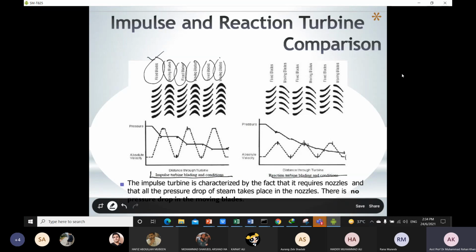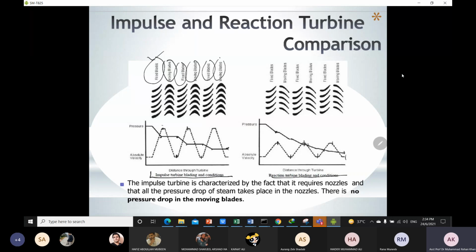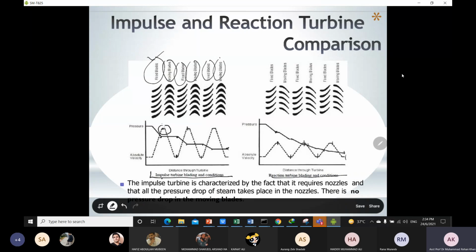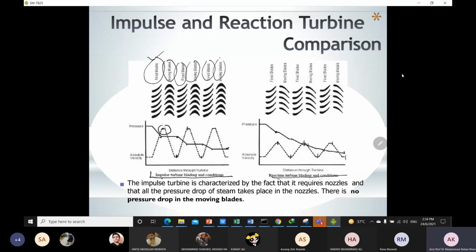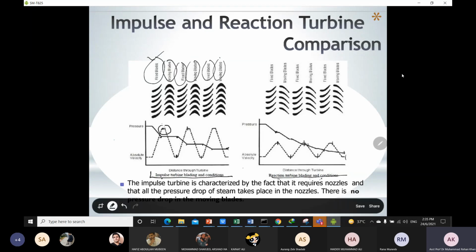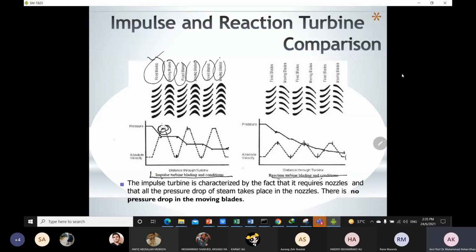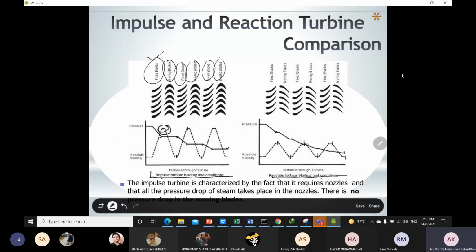So one more difference over there is if you look at the velocity. In the case of your impulse turbine, the absolute velocity of steam is more in comparison to the reaction turbine. So that is basically why your impulse turbine generates more power in comparison to a reaction turbine with a similar configuration, because the velocity of steam is more in the impulse turbine. So that comes from this graph.